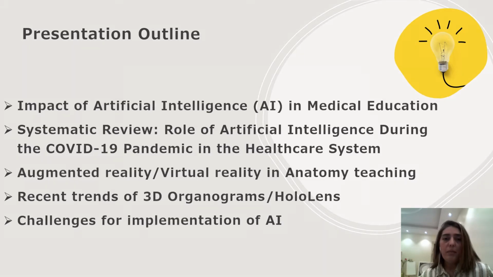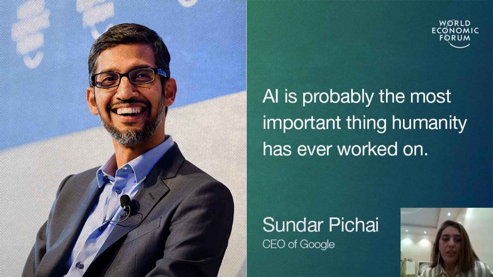I shall begin my presentation with a quote. "Artificial intelligence is probably the most important thing humanity has ever worked on." This is a famous saying by Sundar Pichai, and I totally agree with it, that this is the greatest change which the human mind can imagine till now. How? Let me share a story.